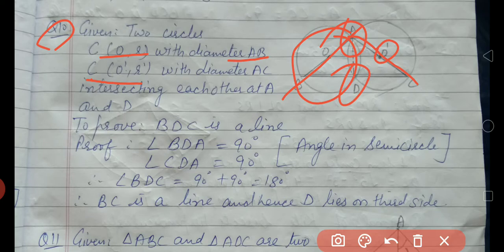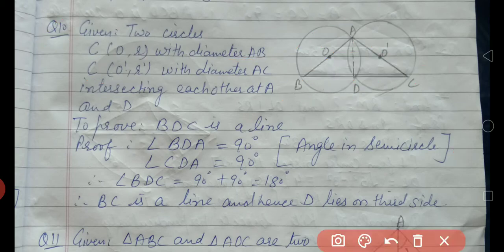Now to prove BDC is a line, we have to show that this angle is 180 degrees. To show that this is a line, we have to show that this is 180 degrees. So let us start the proof.